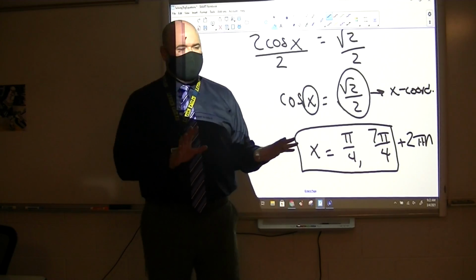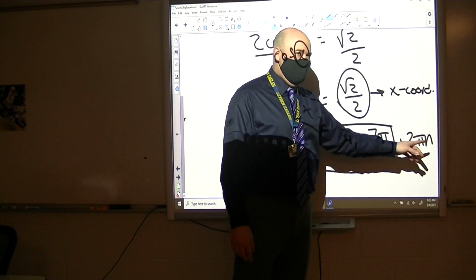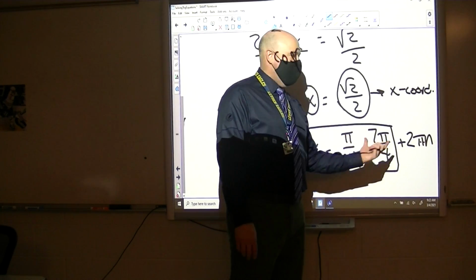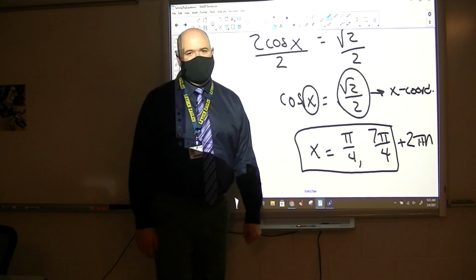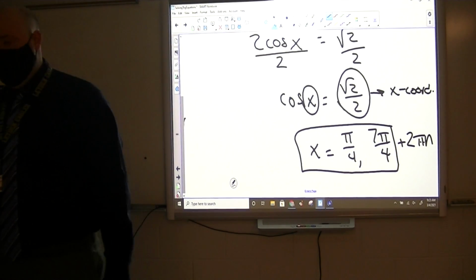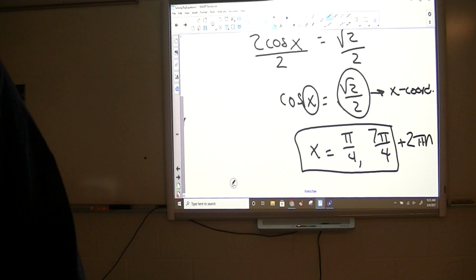So if that makes sense, this is our way of saying it's really these 2 spots and any coterminal angle with that spot by adding 2 pi n. Okay, I realize it's a weird thing. Math Excel is a fickle beast.